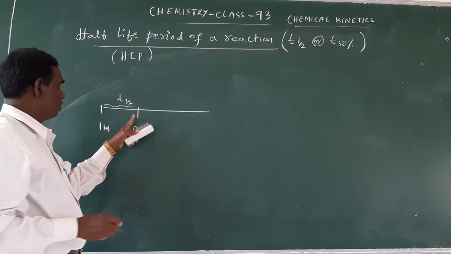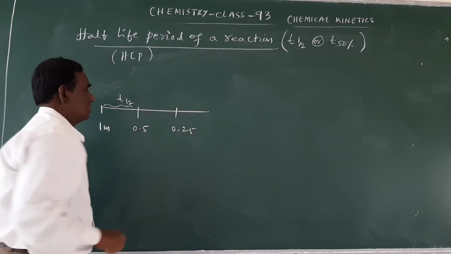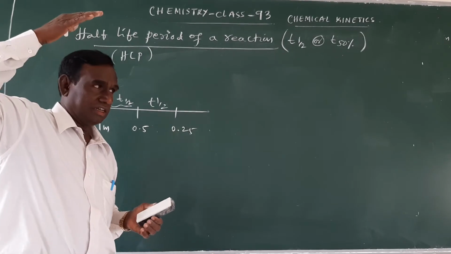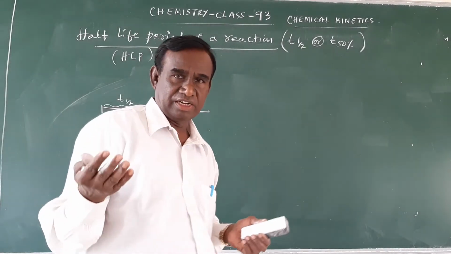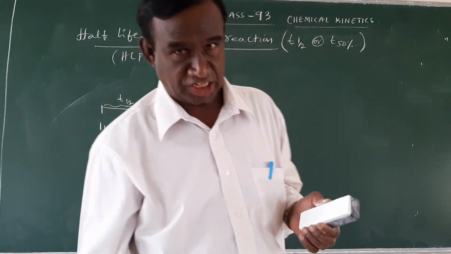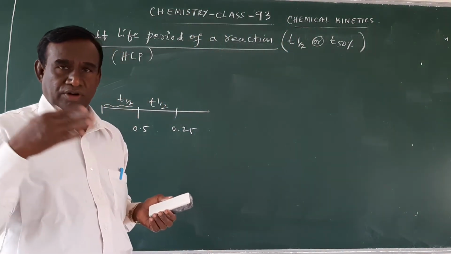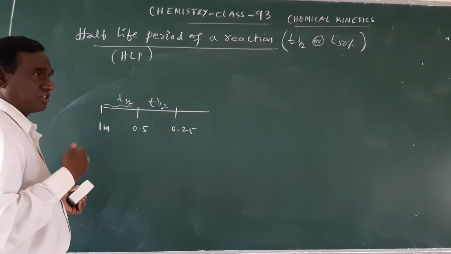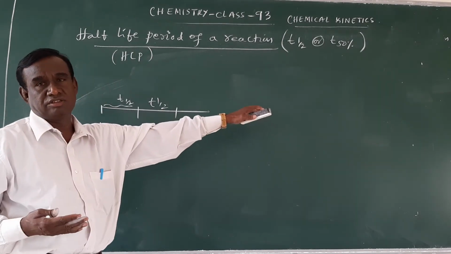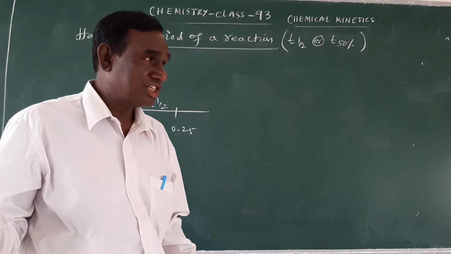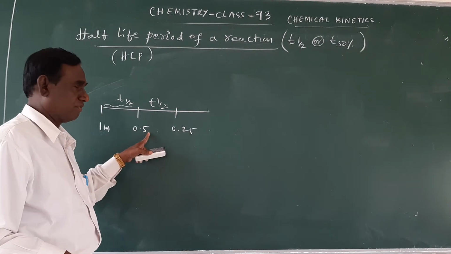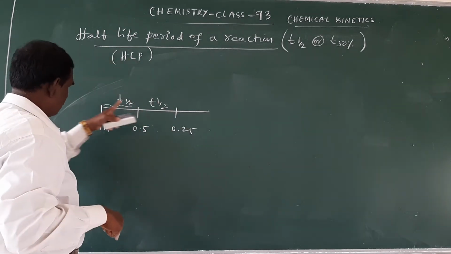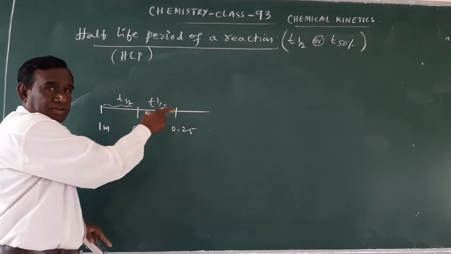This is one t half. Then 0.5 to 0.25 is another t half. So like that, it is the time required for the reactant to reduce its concentration to half of its initial concentration. If it is 1 molar, then 0.5, then again 0.25. So that is one half-life, and that is another half-life. Okay.